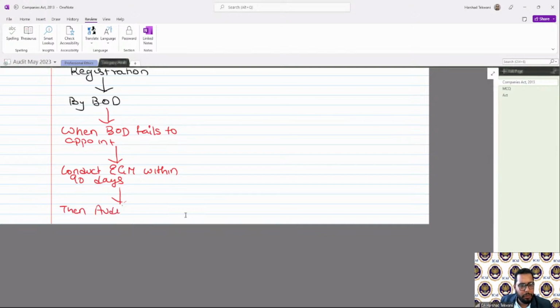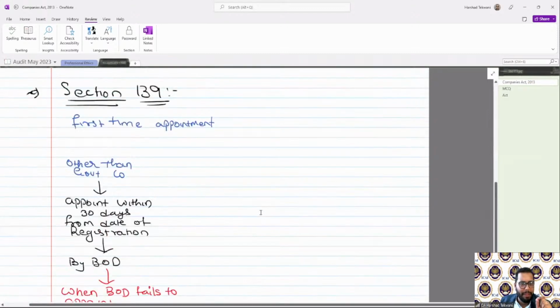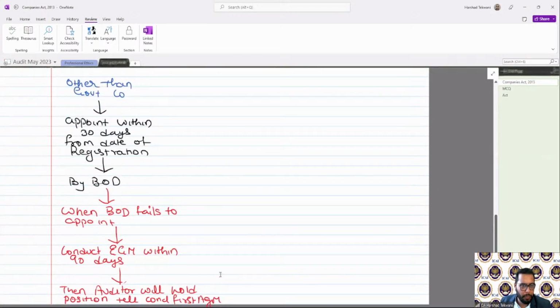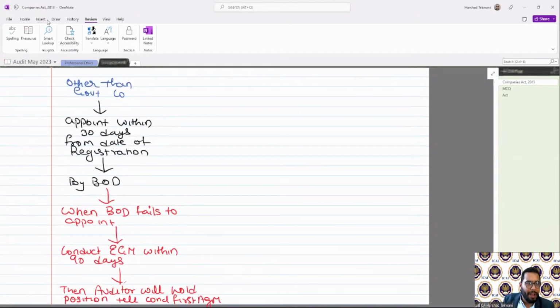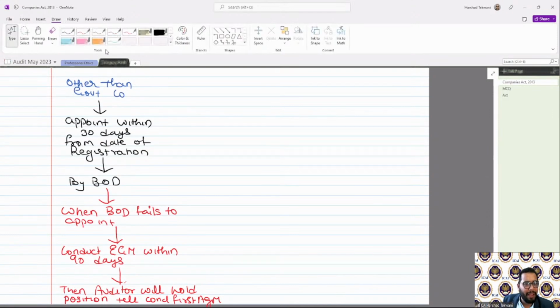Then the auditor will hold position till the conclusion of first AGM. Okay, from EGM to AGM. That will be the tenure of the first auditor. Clear? So first, within 30 days from board of directors. If board of directors are not able to appoint, then within next 30 days from next 90 days by members in EGM.